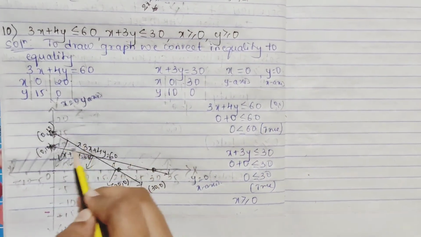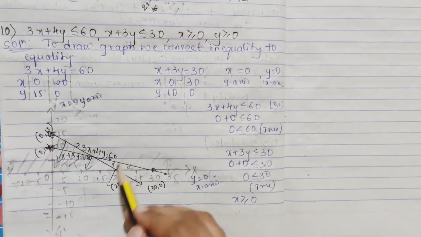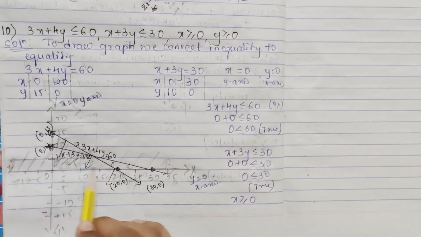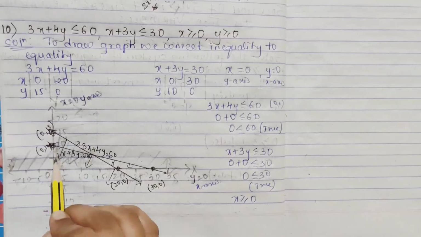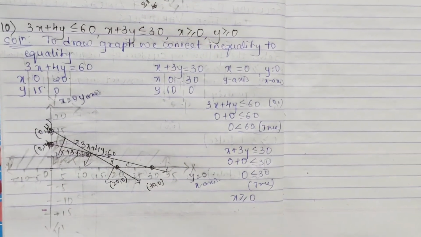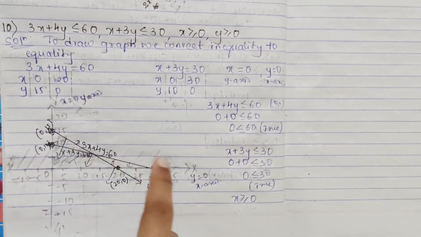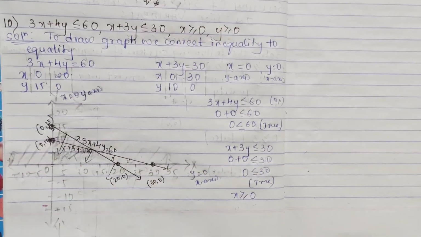Now in these 4, which is your common, this section you are getting common. See, this is your common part. So you have to shade this part. This is your feasible region. Rest all you can just erase. Now for your understanding, I am just drawing all this. I hope this much is clear.